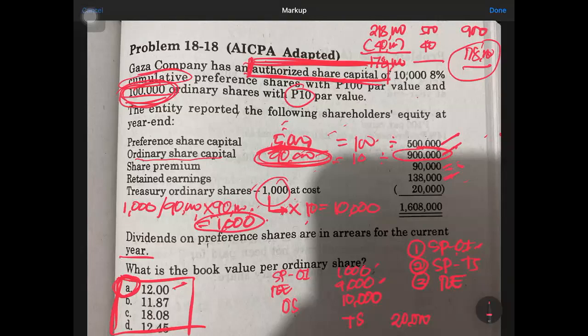But the book value per share, per ordinary share, is still the same. Okay, mao gihapon, di ba? 900,000 minus the 10,000 plus the 178,000. That's 1,068,000. Divide by the outstanding shares. You have 90,000 minus 1,000 retired shares. So, that's 89,000. So 1,068 divided by 89, that's 12 pesos book value per share.